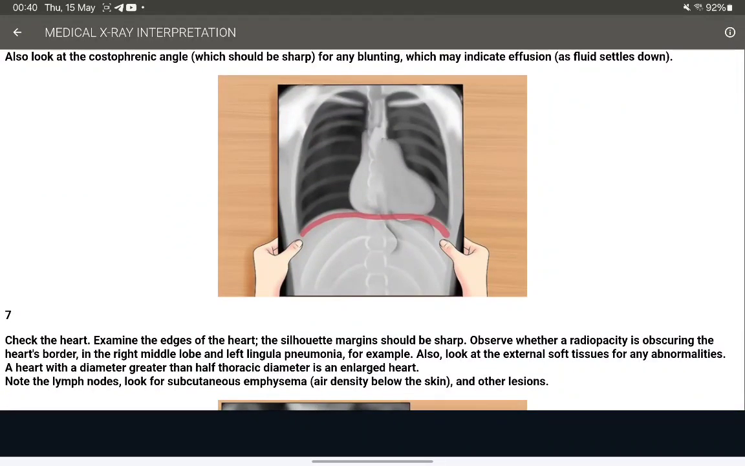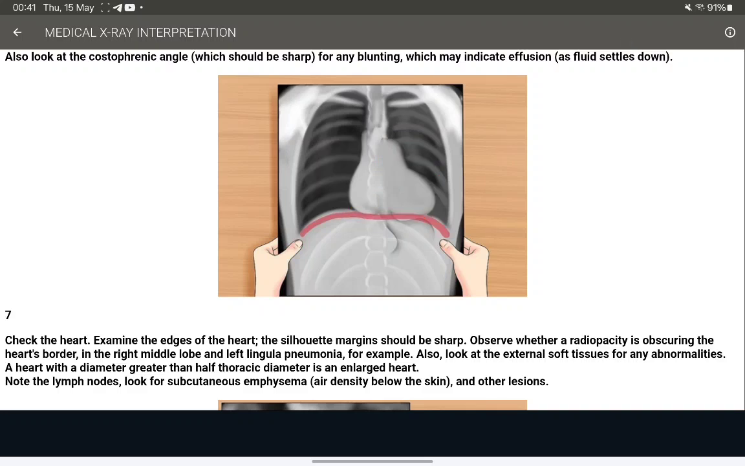Then check the heart, examine the edge of the heart, the silhouette margin. When we speak about the silhouette sign, it means that we can markedly and sharply draw the outlines of the heart. Silhouetting means that this margin is not apparent anymore. When we say silhouette, it means some area or pathology is obscuring the margin.